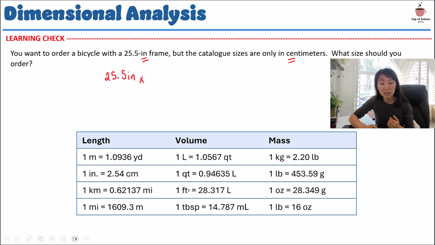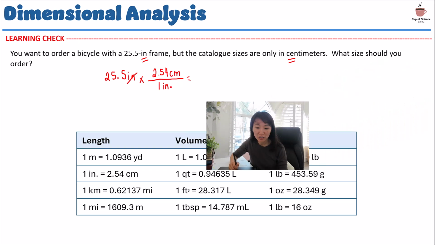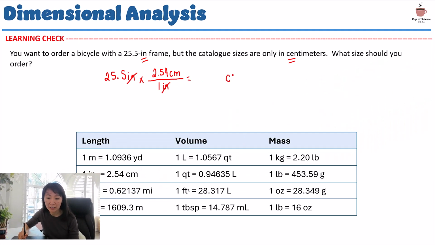In order for this inch to cancel out, it needs to be located on the denominator, which is the bottom part. So my 1 inch, where is this coming from? It's coming from here, goes on the bottom, and the centimeter will go on top. So that would be my 2.54 centimeters. Equal sign. Now we can calculate because the inches cancel out and we are just left with centimeters.